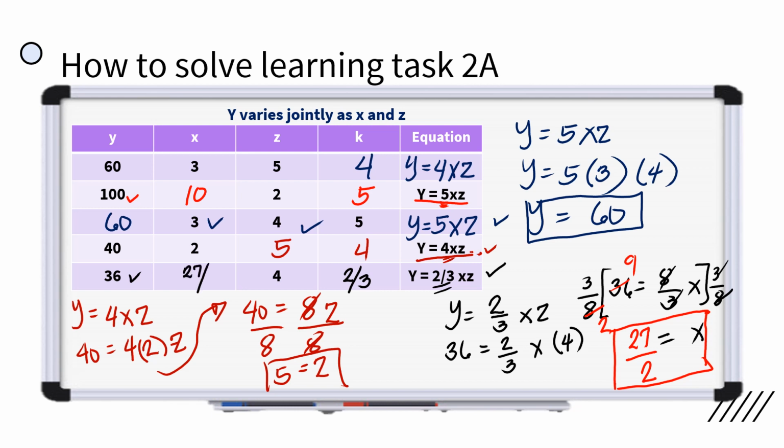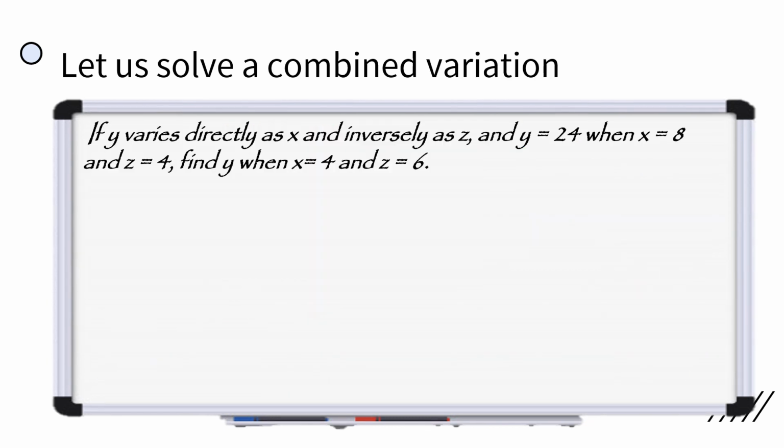27 over 2. And that is our way to answer learning task 2A. Let's proceed to our combined variation. So, same thing. Let's write: y varies directly as x and inversely as z. So, you have y is equal to kx over z, because directly as x, then inversely as z.